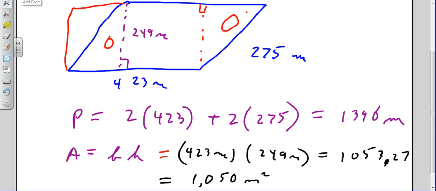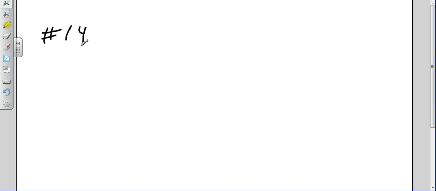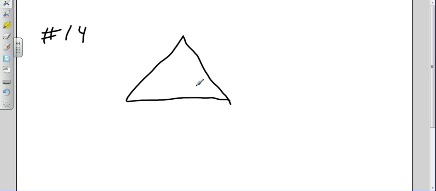Okay, we're going to go down and do number 14 next. Find the area and the perimeter of an equilateral triangle with one side 12 centimeters long. So an equilateral triangle is a triangle where all sides are equal. And so that means I have 12 centimeters on that side, 12 centimeters on this side, 12 centimeters on that side. And all my angles are going to be equal as well. So I'm going to have 60, 60, and 60. So that's what I have.